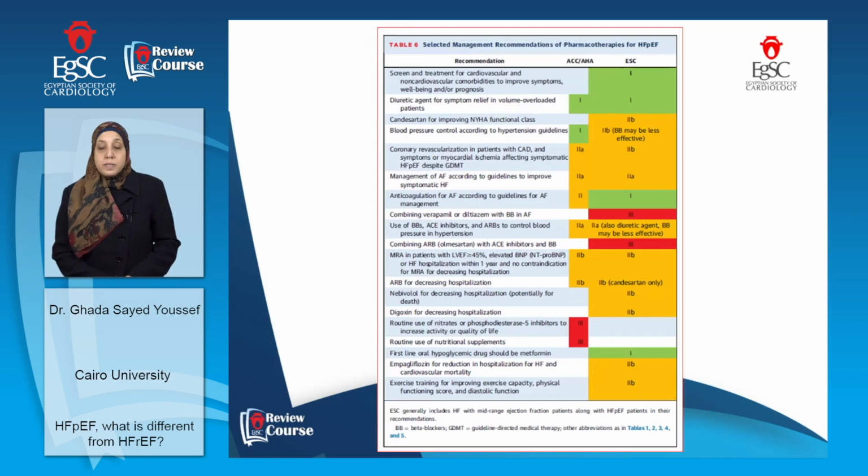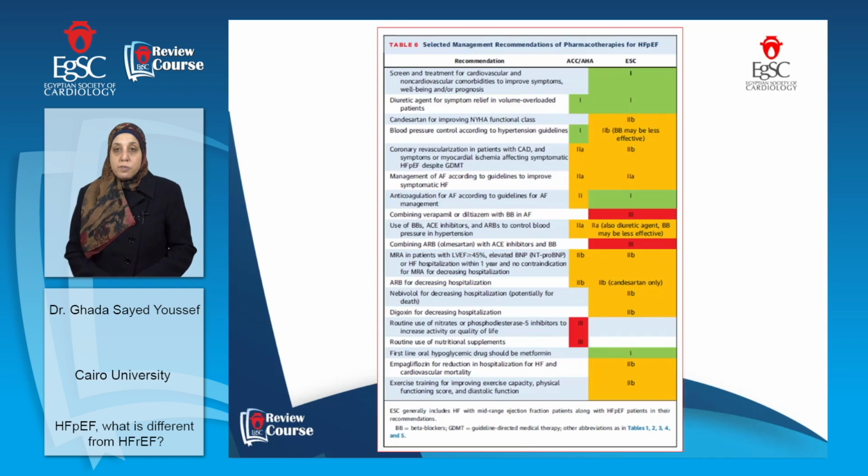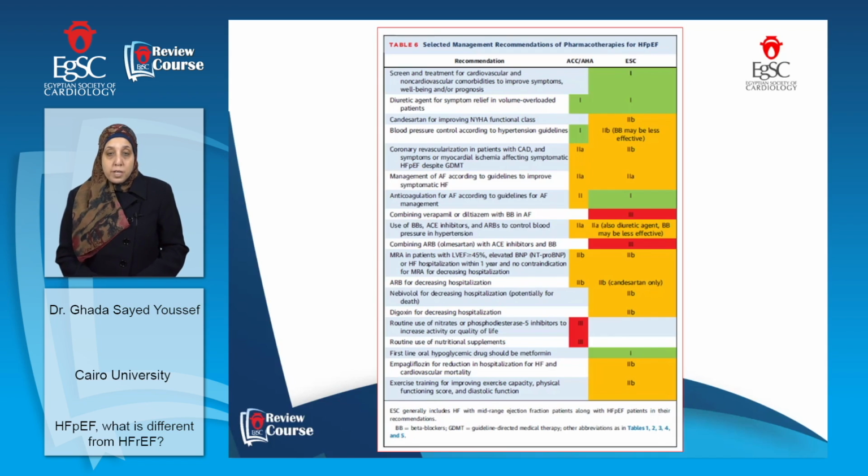This slide summarizes the recommendations proposed by the American versus European Society of Cardiology for patients with heart failure with preserved ejection fraction. They both recommend diuretics for volume overload management. They both recommend proper risk factor control. They both recommend treatment of hypertension according to guideline-directed medical therapy. The European guidelines recommend anticoagulation for atrial fibrillation, and they recommend metformin for patients with diabetes and HFpEF.